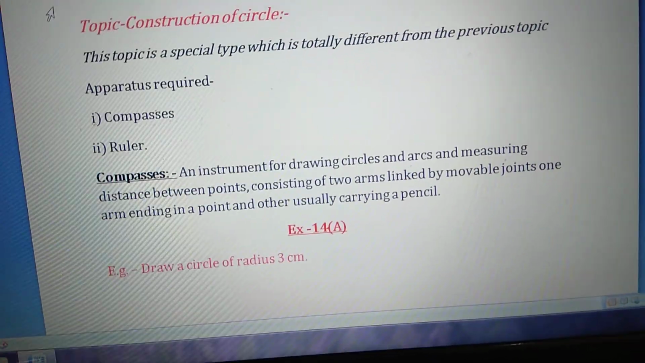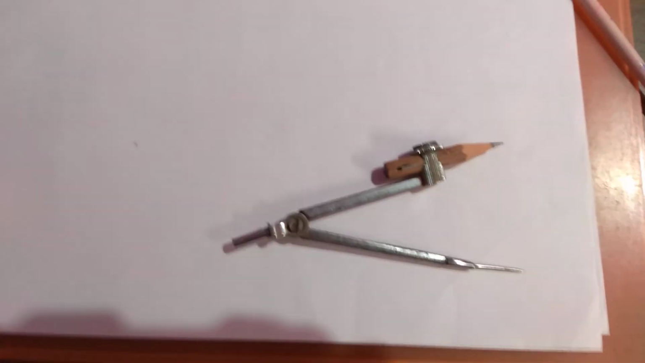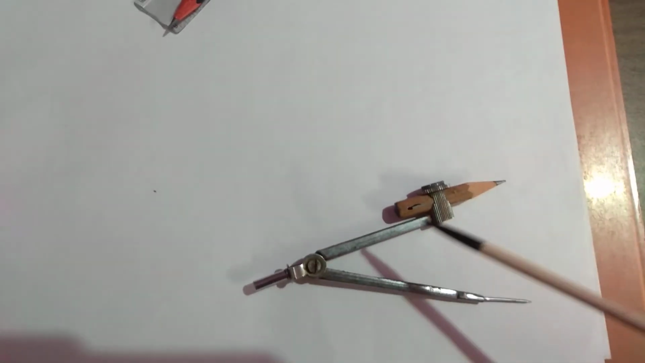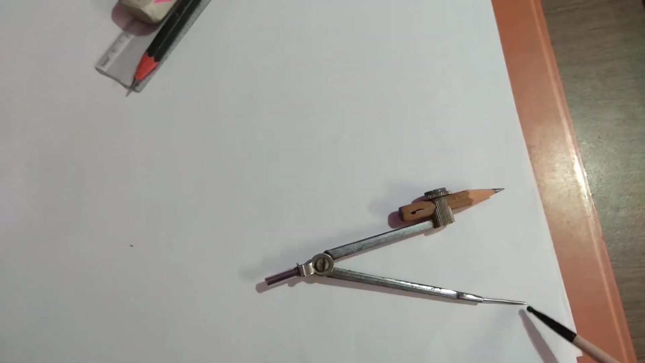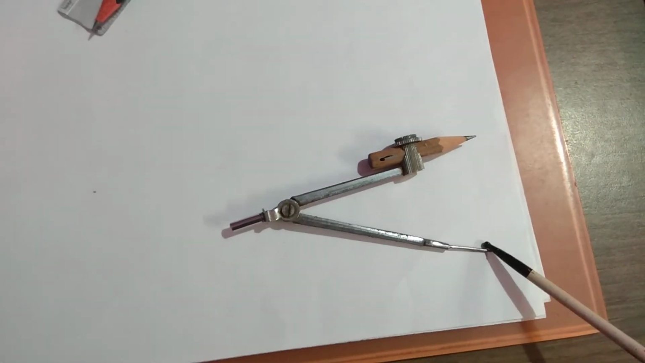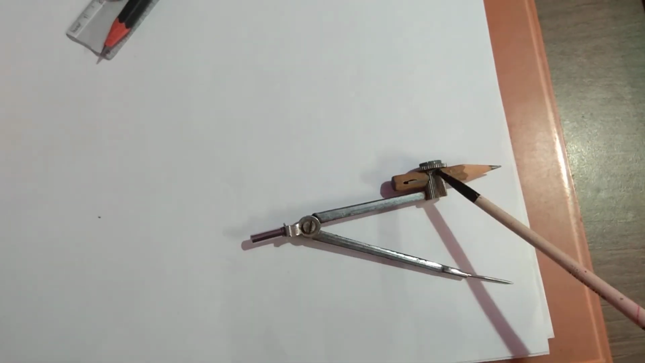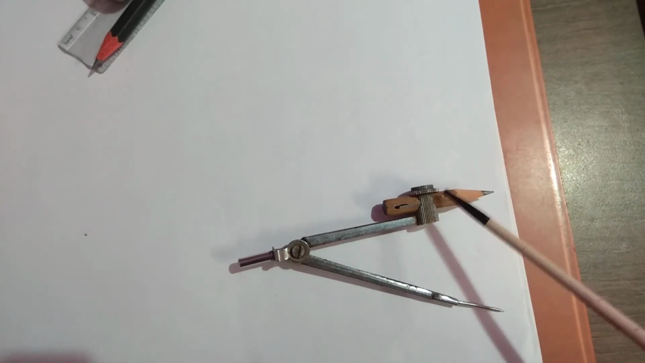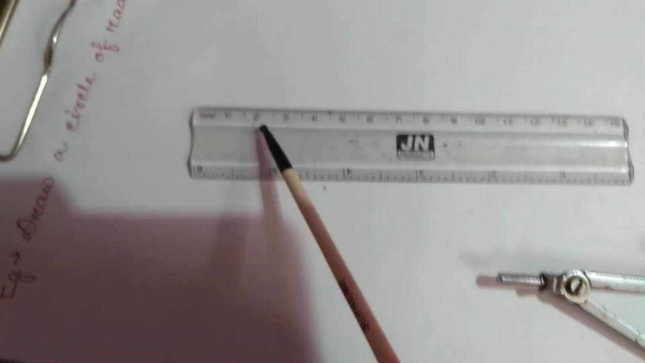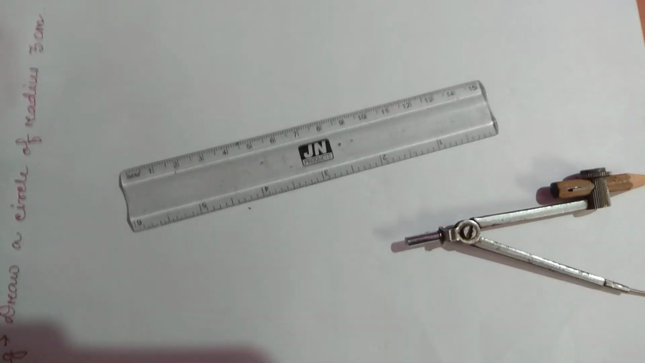So let's have a look at a compass. This is the compass. Here are 2 arms. This is one arm and this is the other arm. The arm with a pointed needle is called the pointed arm, and this is the arm which contains a pencil or pen. We usually use a pencil, sometimes we use a pen also. And this is a ruler which all of you know, where there are small divisions. Using these 2 instruments we will construct a circle.